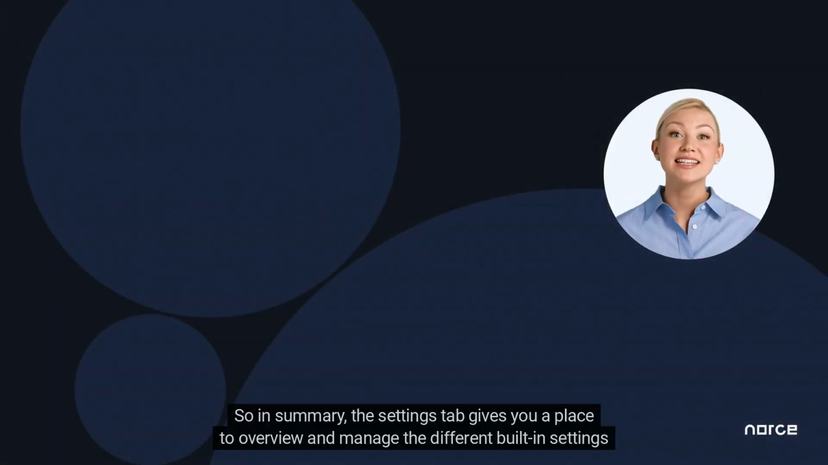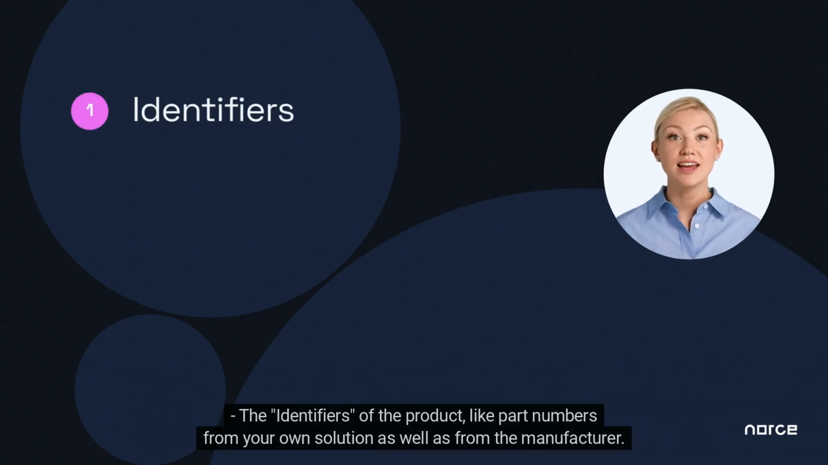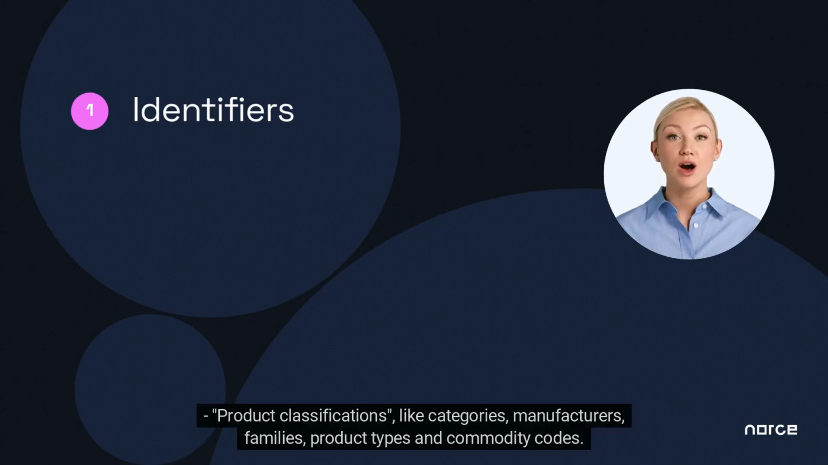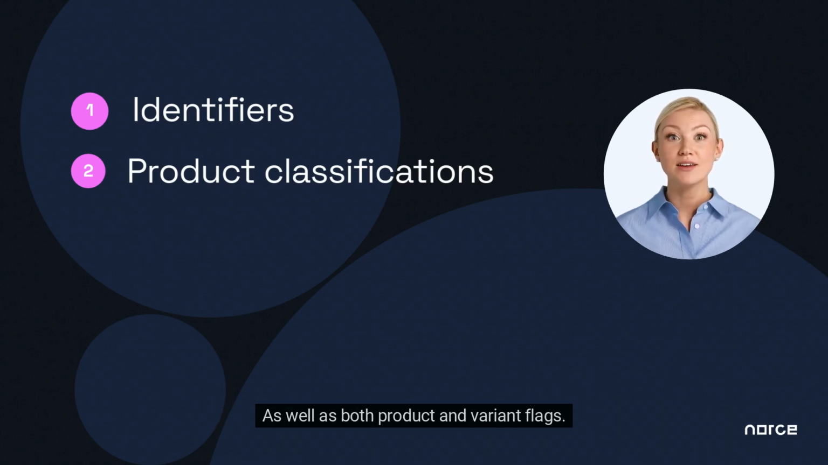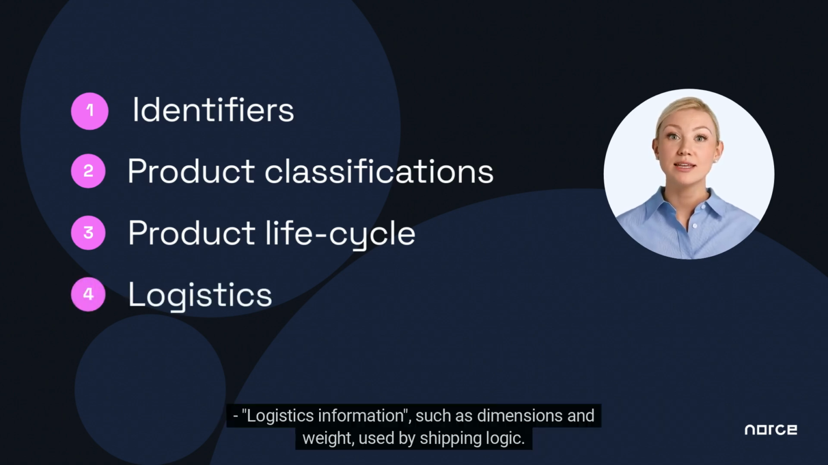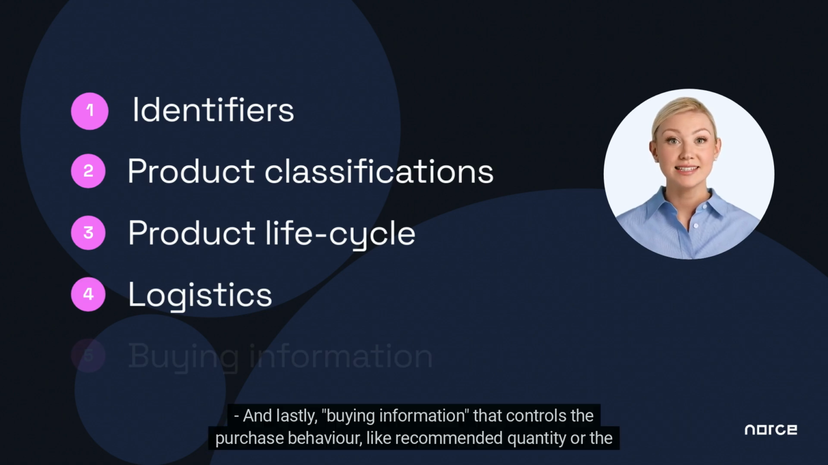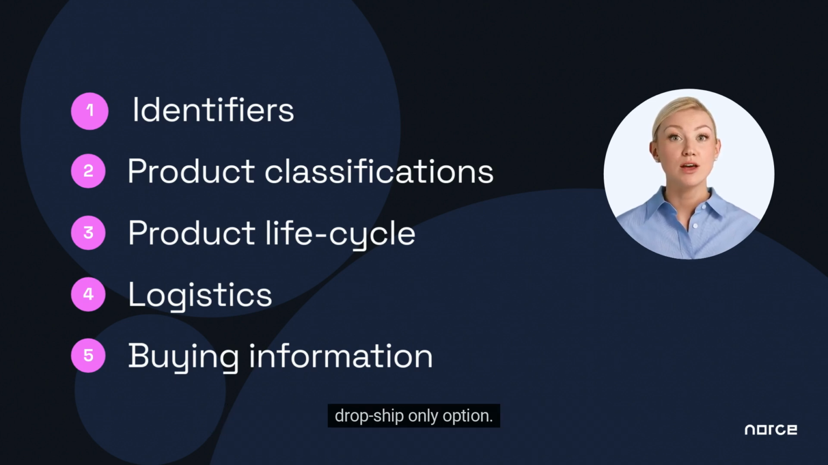So in summary, the Settings tab gives you a place to overview and manage the different built-in settings on the product and variants in Norce Commerce. Here you can work with the identifiers of the product, like part numbers from your own solution, as well as from the manufacturer. Product classifications, like categories, manufacturers, families, product types, and commodity codes, as well as both product and variant flags. Plan your product's life cycle with product status and its status automations. Logistics information, such as dimensions and weight, used by shipping logic. And lastly, buying information that controls the purchase behavior, like recommended quantity or the drop ship only option.